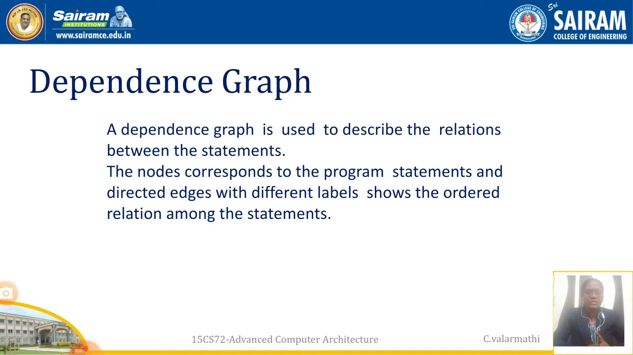Dependence graph. The first dependency is data dependency. How can we visualize this dependency? Using a graph. It is a visualized representation showing the dependency between data, control and resource. They follow some notations and symbols to explain the different types of dependencies. The dependence graph is used to describe a relation between the statements, and the nodes correspond to the program statements, and directed edges with different labels show the ordered relation among the statements. So this is the definition of dependence graph. In this video, we are going to see the first dependence, called data dependence.